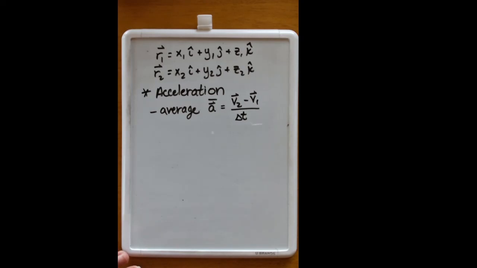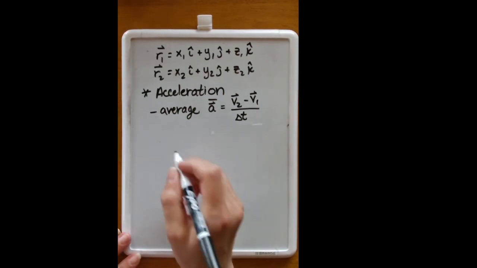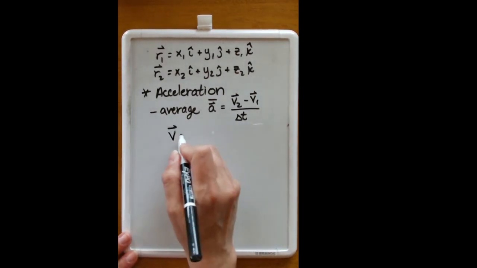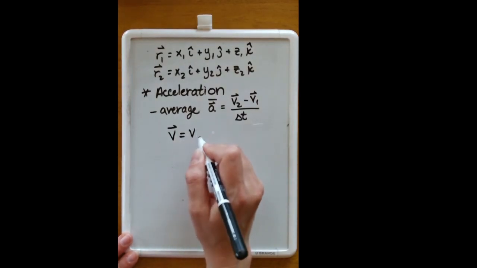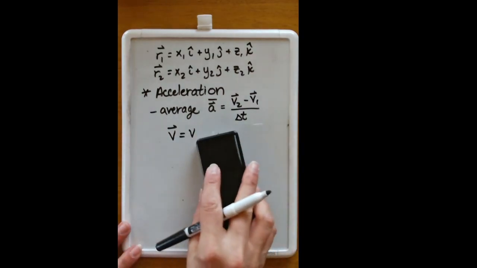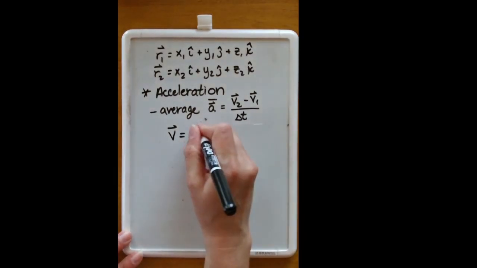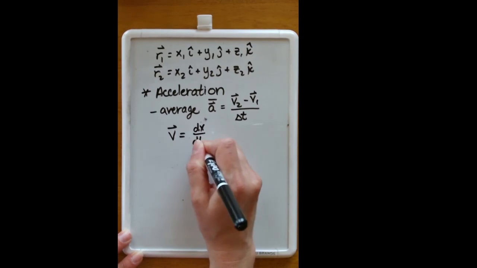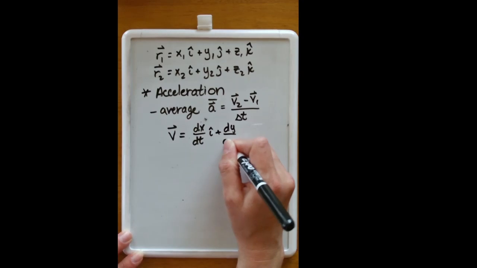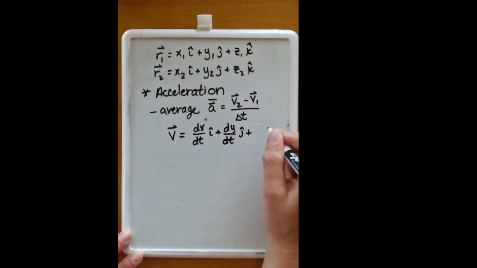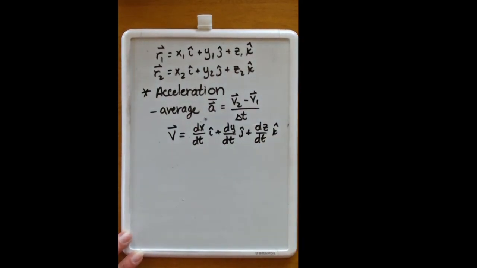So we would go through the same thing that we did before with our subscripts, our velocity. I should write this down here. Remember, our velocity was dx/dt in the i direction plus dy/dt in the j direction plus dz/dt in the k direction. So that was our velocity.